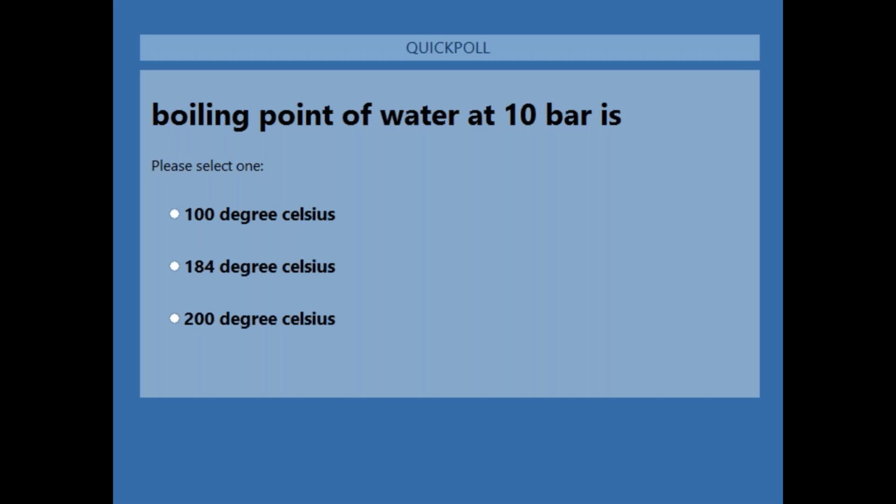This question is about the boiling point of water at 10 bar pressure. It is asking the boiling point of water at 10 bar pressure. I see some interesting responses here. Please be fast in giving your responses. I'll be closing the poll within a minute.